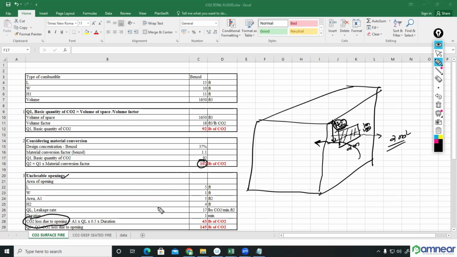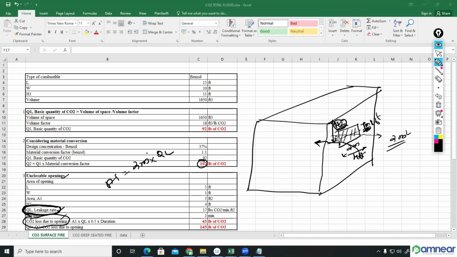How much allowance can come? Carbon dioxide loss due to the opening is A1. A1 means the area of this opening, 2 into 1, that is 2 meter square. You have to convert that into square feet. Area into QL, the leakage rate. There is a term called leakage rate. This leakage rate has to be taken from the graph only. Let me select this one as 4 feet, and this is 1 feet.